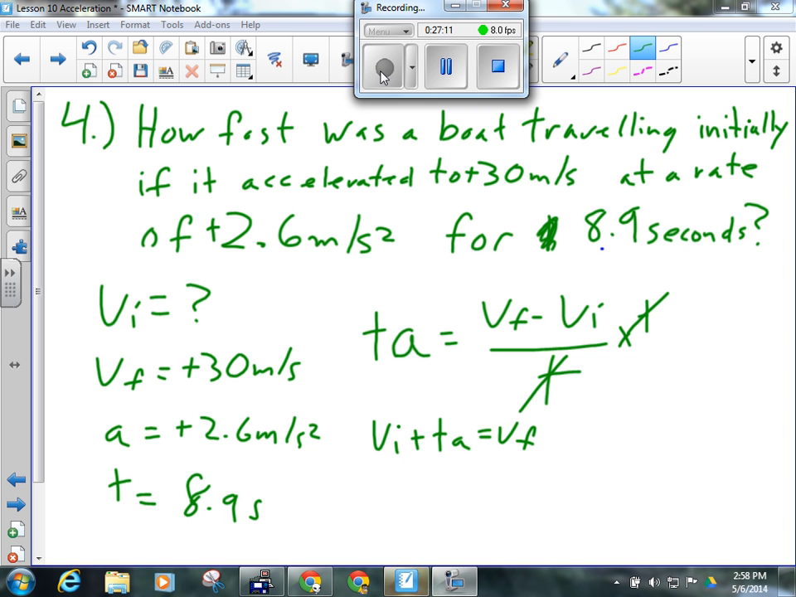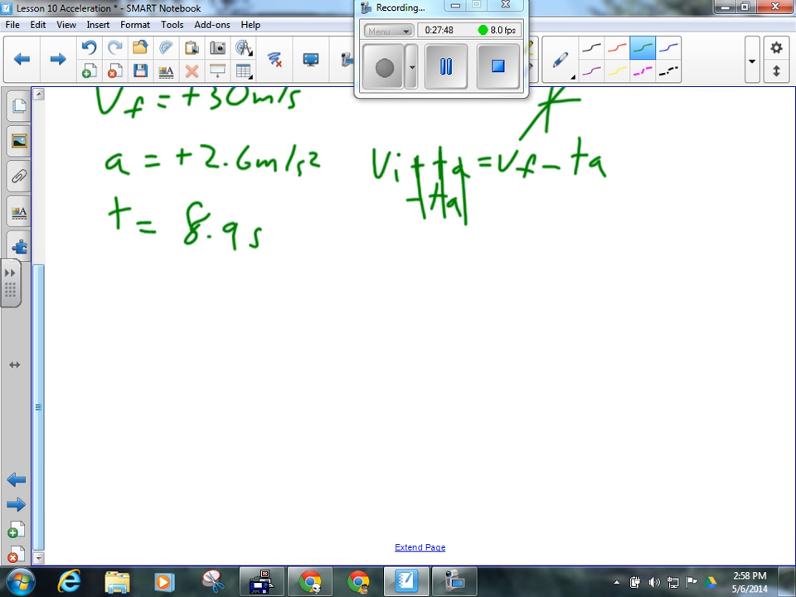Now, looking at this, I have VI plus T times A. Can I just subtract T times A over to the other side? I can, because if I was doing this equation the way it is, I would do T times A before I added to VI anyway. So T times A is really just like X. It's just a number, so I can subtract it over to this side. I subtract T times A from both sides, and now I've got my final velocity minus the change in velocity gives me the initial velocity.